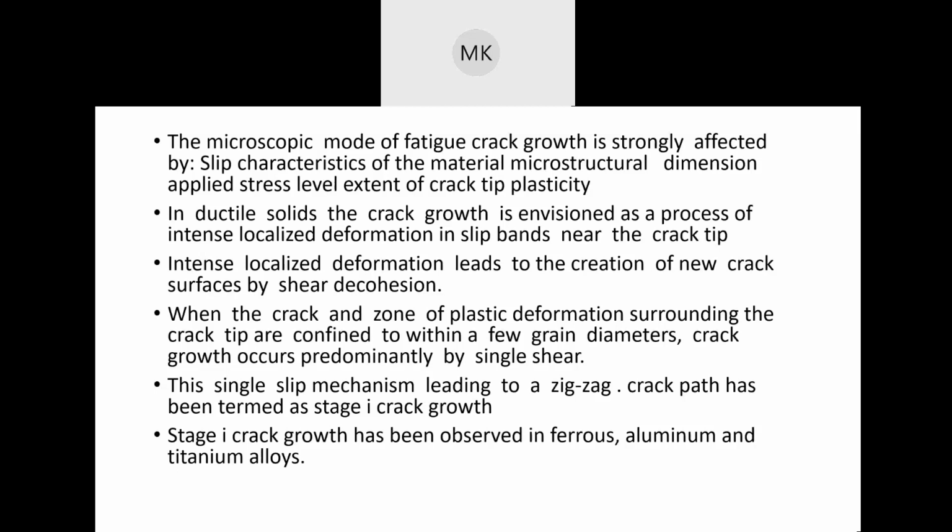Stage one is seen in a variety of different materials, mostly in all ferrous materials, in all aluminum alloys, all copper alloys, all materials that you know are going to be really ductile. You can see the effect of stage one crack growth in them for sure, and also you can see a definite divide between stage one and stage two in these materials.